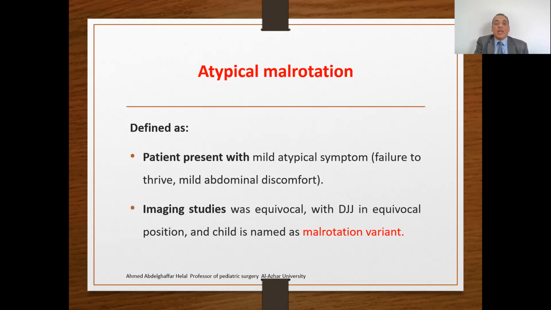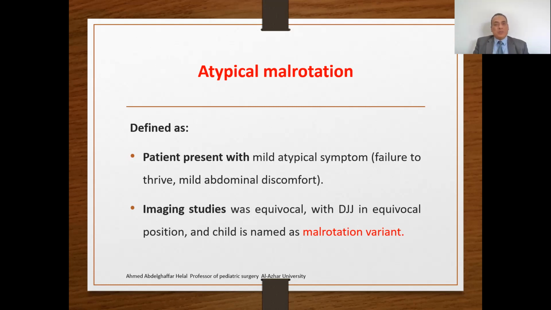So the DJ junction will lie in an equivocal position, not on the right of the spine, not on the left of the spine, not taking the normal position, however just below the normal position. This child is usually named as a malrotation variant. So this is atypical malrotation.